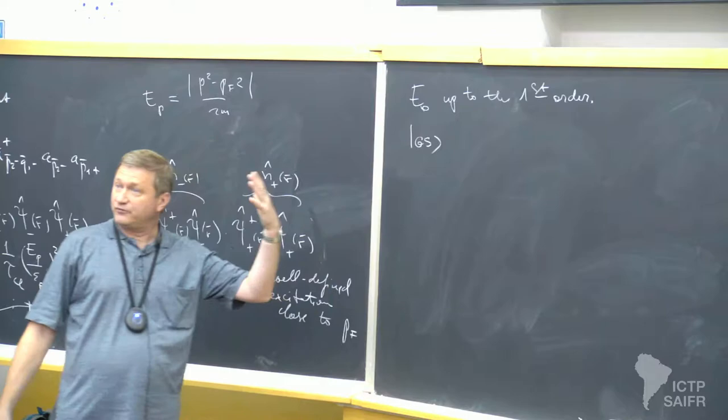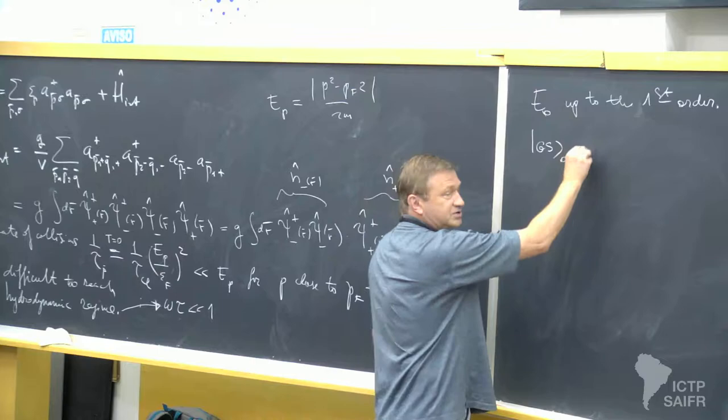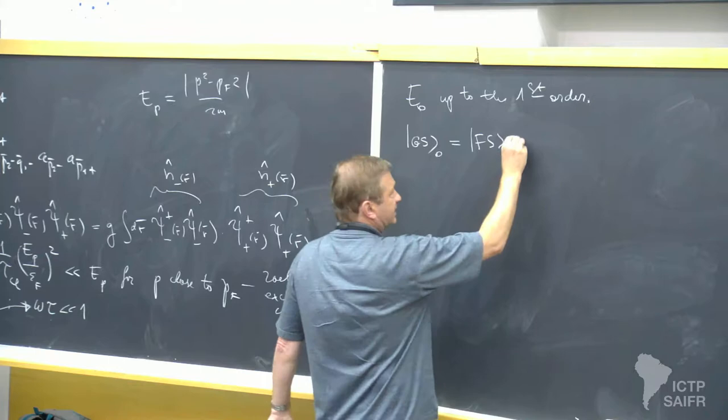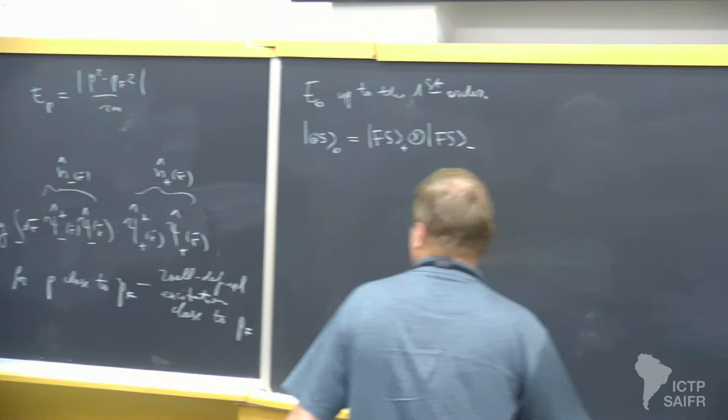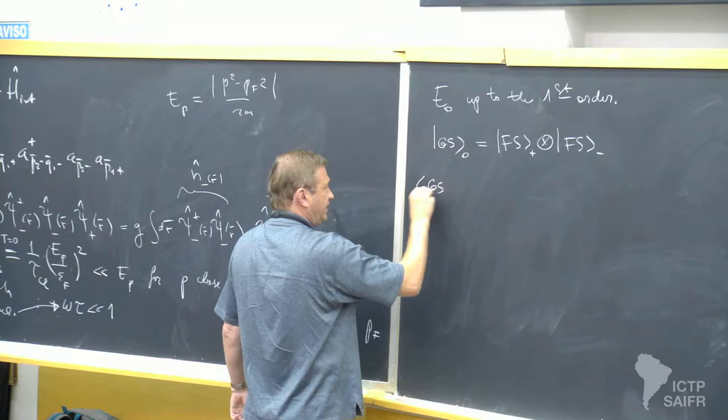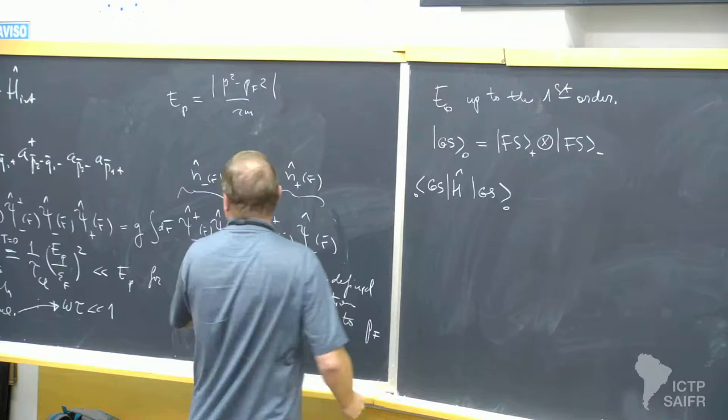So what is our non-perturbed state? This is the ground state of two species of fermions. Let me put here zero. It's the non-perturbed state, which is just a direct product of the two Fermi spheres, for the plus component and for the minus component. So now I have to take my Hamiltonian and sandwich it between these to take the matrix element. So of course, if I now have this ground state, H, ground state, the first part we already know, right? This is the energy of the ideal Fermi gases.